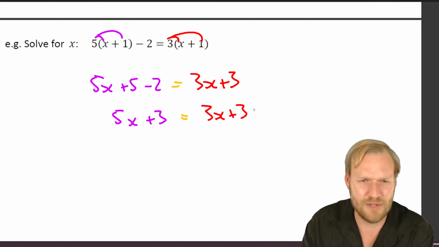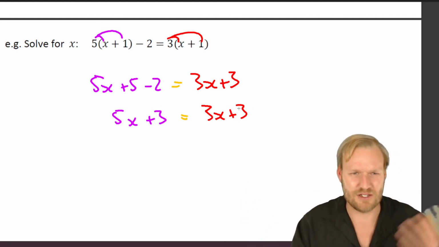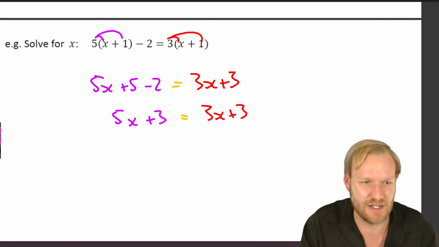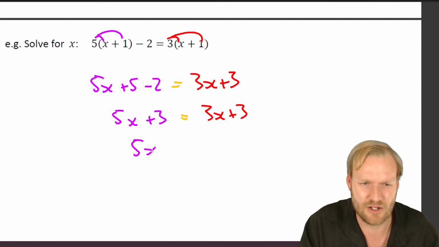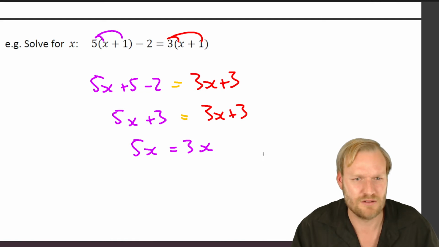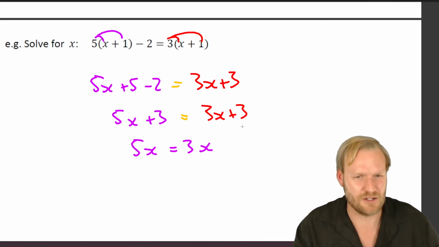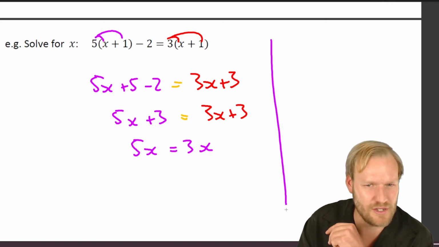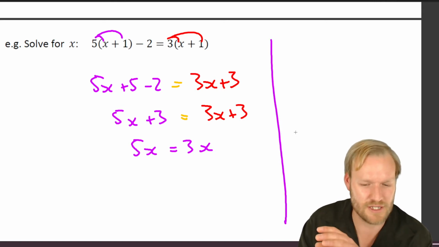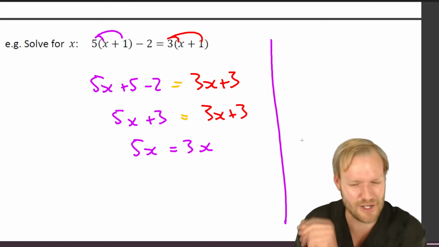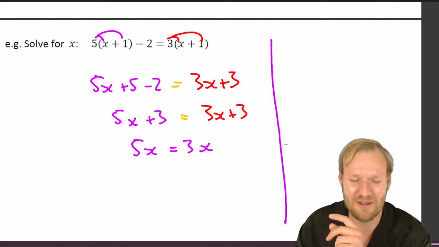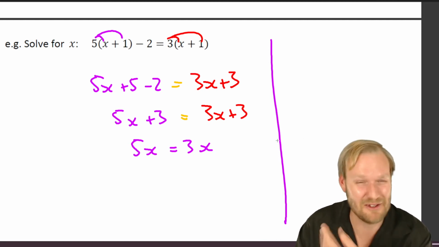Now, the plus 3's, you've got 3 on each side. So if you subtract 3 from each side, I'm going to do it this way around and go, well, 5x equals 3x. Because you just subtracted 3 from each side. But maybe you didn't. So let's leave a little working space because you might have done it differently. So we'll do that above my head and see. What do you think? Maybe you're like, don't. Well, I'm going to do it anyway.